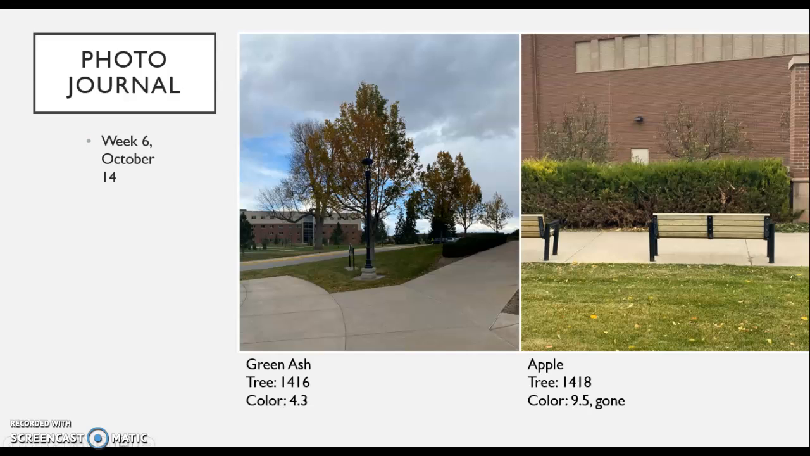And then for week 6, I did it on October 14th. This was a huge change for the trees with the snowfall we had. So then we have the green ash tree, which is now a 4.3 with a lot of like orange and yellow leaves, or just the leaves being gone in general. And then the apple tree, I gave it a 9.5 because if there are any leaves, they're mostly reddish on there, a couple orange. Otherwise, they're gone because they have all died off with the weather we went through.